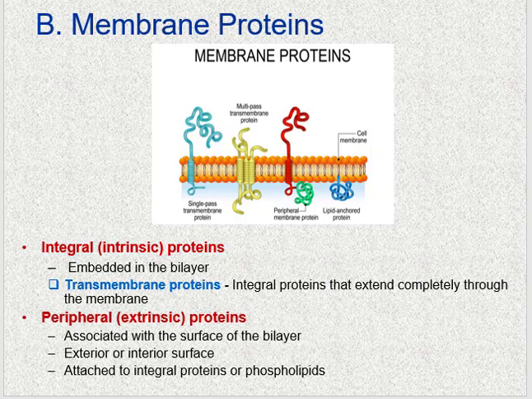Peripheral proteins, or extrinsic proteins, are those proteins that are associated with the surface of the bilayer, meaning that they're on the membrane's exterior or interior surfaces. They can be attached to either an integral protein or to a phospholipid. Both peripheral proteins and integral proteins may serve as enzymes or as structural attachments for the cytoskeleton's fibers. They may also be part of the cell's recognition sites, which we refer to as cell-specific proteins. The body will recognize its own proteins and will attack foreign proteins associated with invasive pathogens.